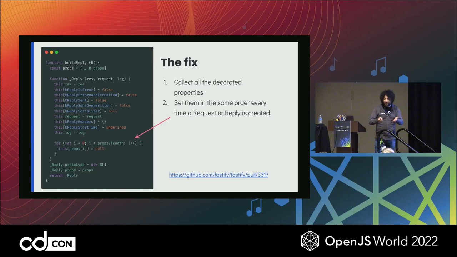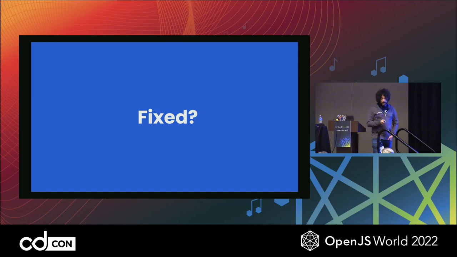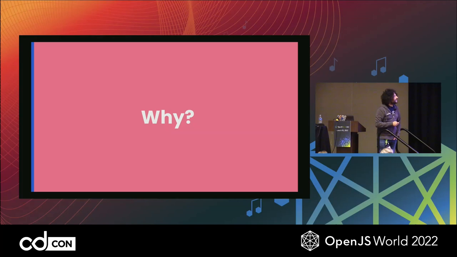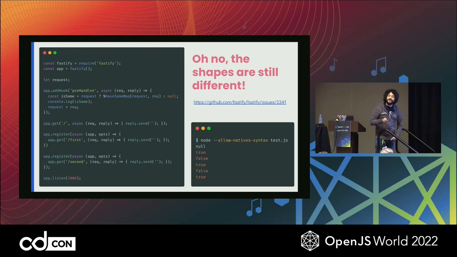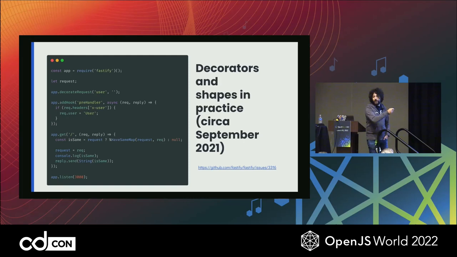There is a link to the PR, so if we want to go through it, it's very readable. So now it's a sort of fixed bug, right? Did you think this fixed it? It didn't. Unfortunately, the shape was still different. Well, it solved the problem that was mentioned here, so this code was now returning the same shape.